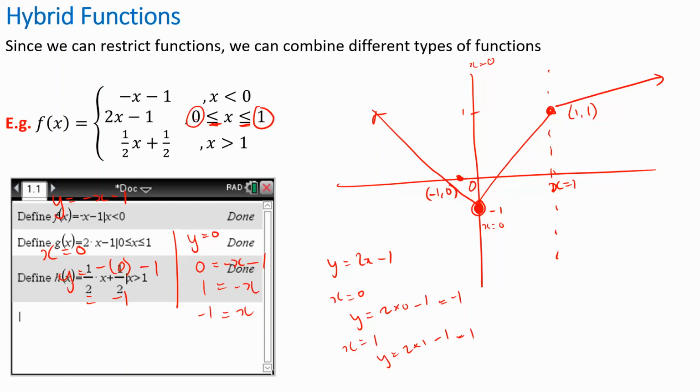Okay. But that's what I'm saying. When you're sketching it, you need axis intercepts. Use the endpoints to sketch. The hybrids aren't scary. They're not hard. They're just tedious. If I ask you to sketch that, you're like, oh yeah, I can do that.